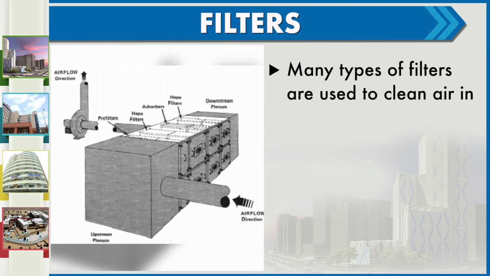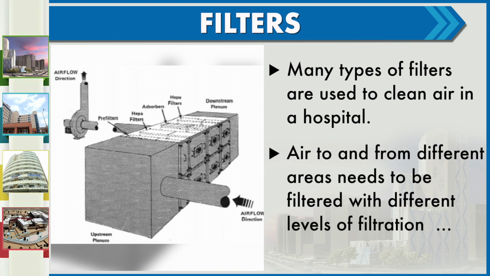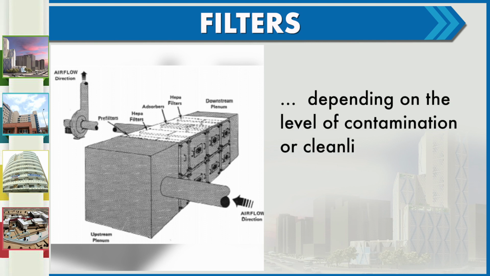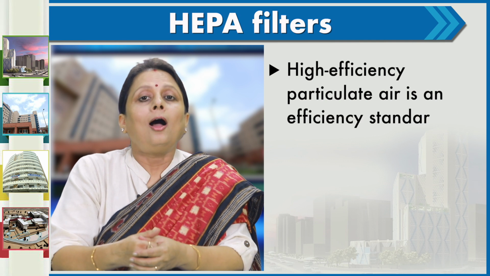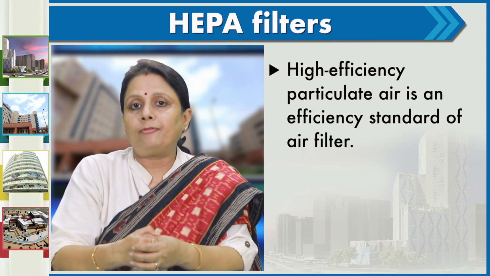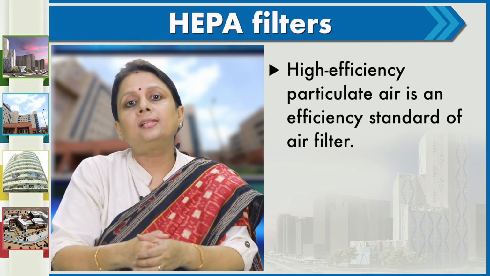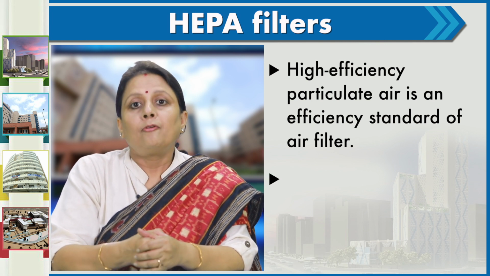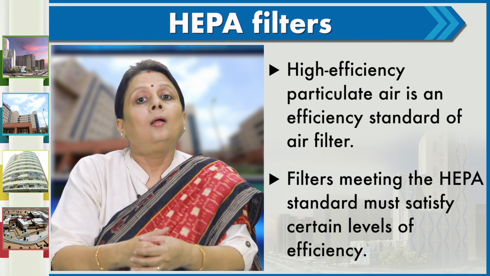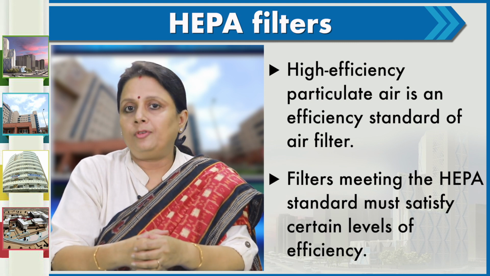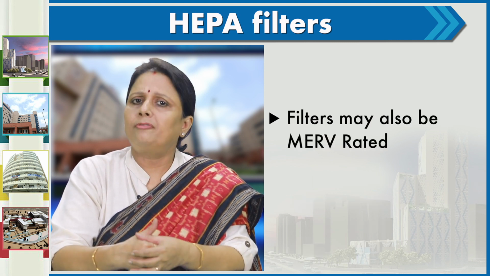Many types of filters are used to clean air in a hospital. Air to and from different areas needs to be filtered with different levels of filtration depending on the level of contamination or the cleanliness of the air which is there. There are also high efficiency particulate air filters, more commonly known as HEPA filters, and this is an efficiency standard of air filters. Filters meeting the HEPA standard mostly satisfy certain levels of efficiency. Filters may also be MERV rated.